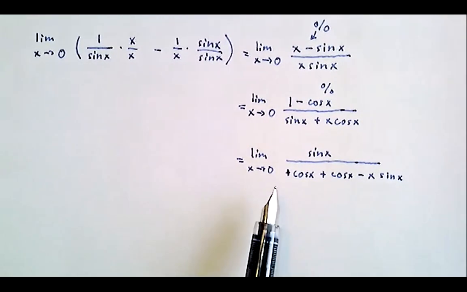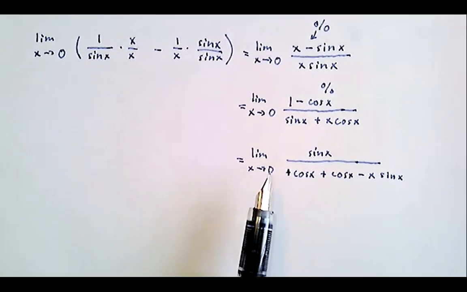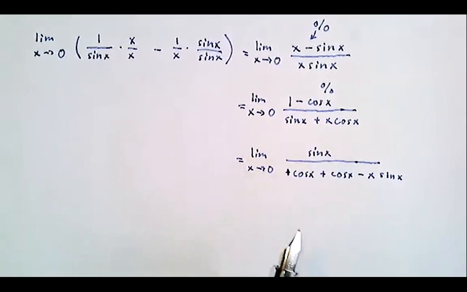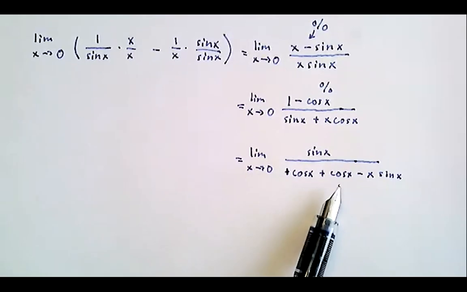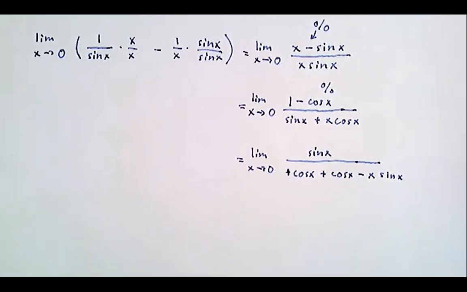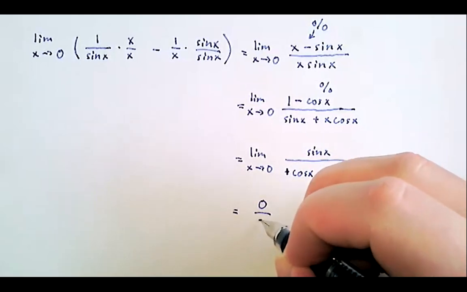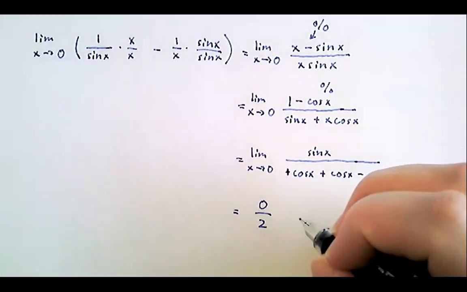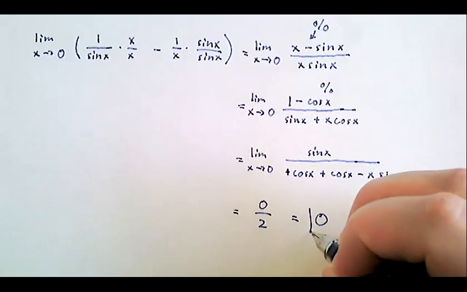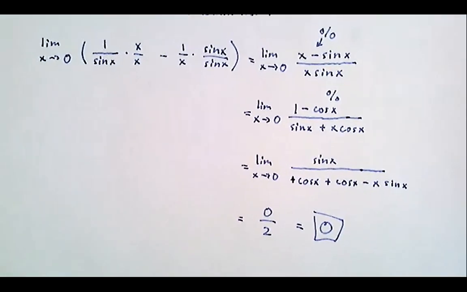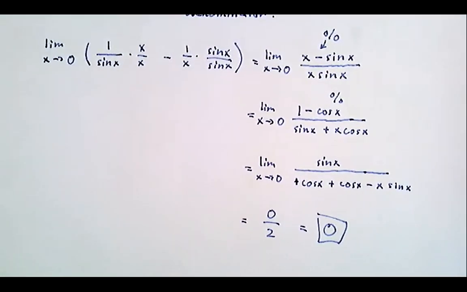Okay, and at this point, you can plug in 0. Up top, you'll get a 0. Here, you'll get a 1 plus 1 minus 0. So you get a 0 over 2, which comes out to 0. Okay, and I really do have to stop there since we're over time.